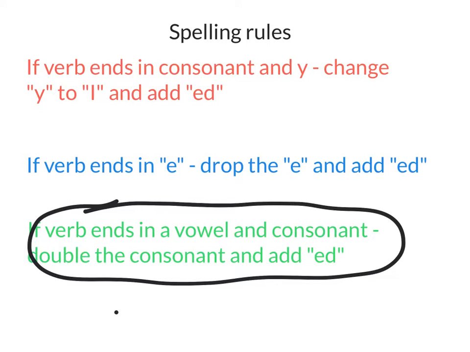Okay, a good example of this would be for the word grin. Grin ends in a vowel, which is the I, and then the consonant. So to make this past tense, we're going to double the N and add ed.